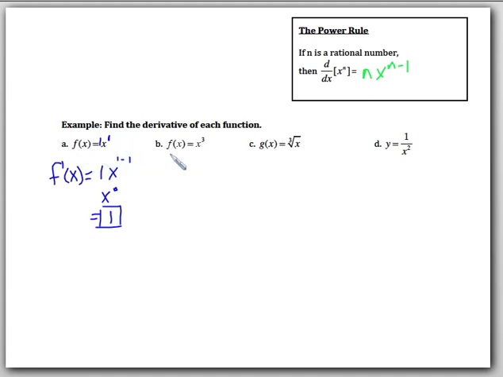Let's try the next one together. Here we have x cubed. So we're going to apply our power rule now. So the 3 is going to come out in front and multiply the x. And then the 3 is going to decrease by 1. And we get 3x squared.